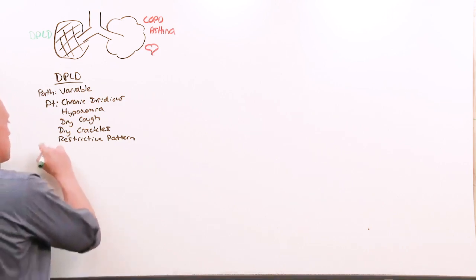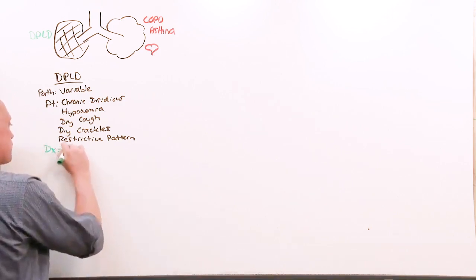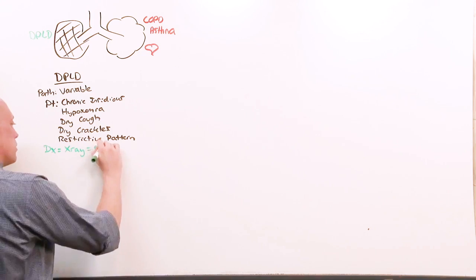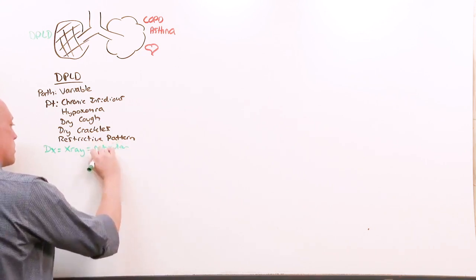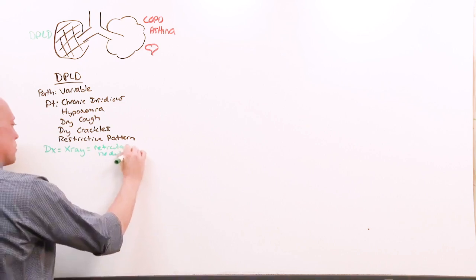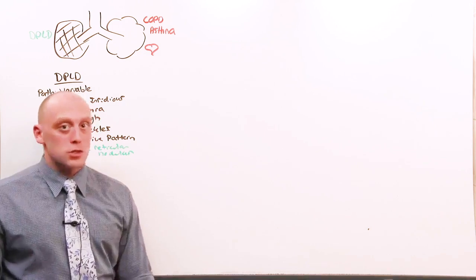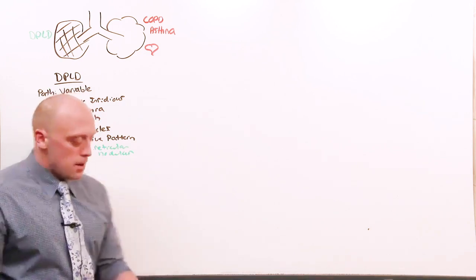The workup for DPLD begins with an X-ray, in which you're going to see an interstitial pattern. You might see a reticular pattern, it might be nodular, or a combination of the two. That doesn't even tell you you have DPLD, it just says, hey, there's something wrong with the lungs.